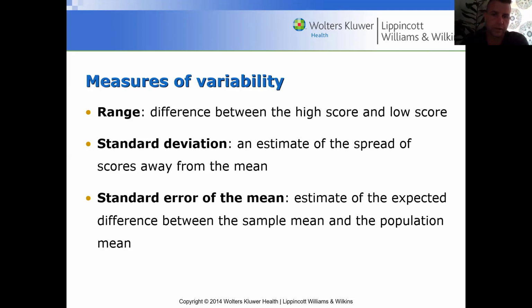Standard error: the mean estimate of the expected difference between the sample mean and the population mean. So you did a sample and you look at some scores, and then you look at the population. How do they match up with your population? A low standard error would mean that you had a pretty good sample. A high standard error would mean your sample does not represent the population very well.